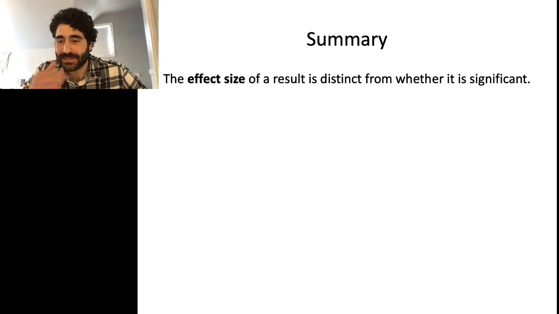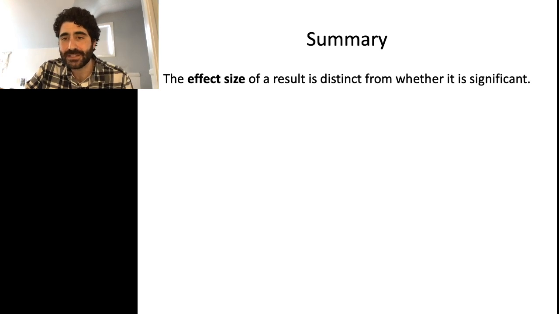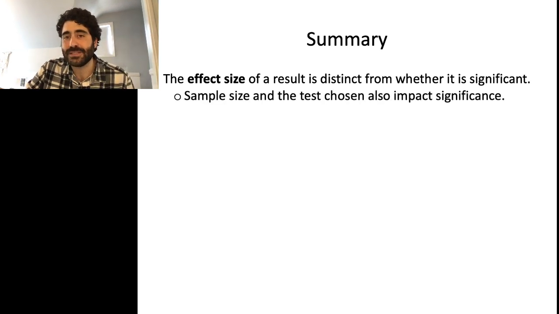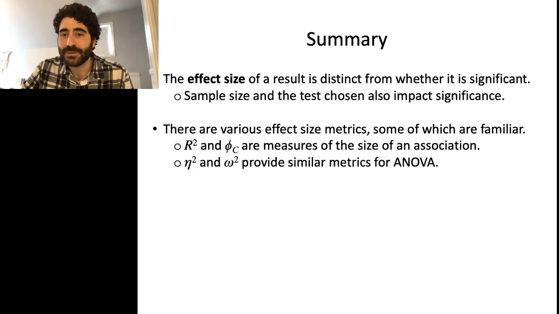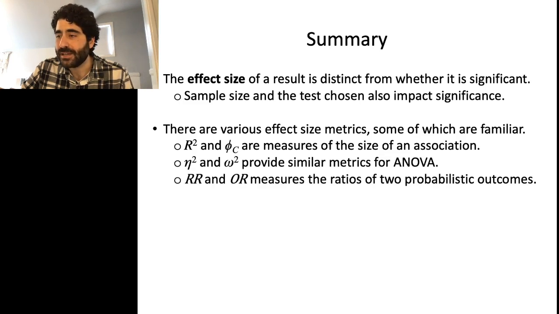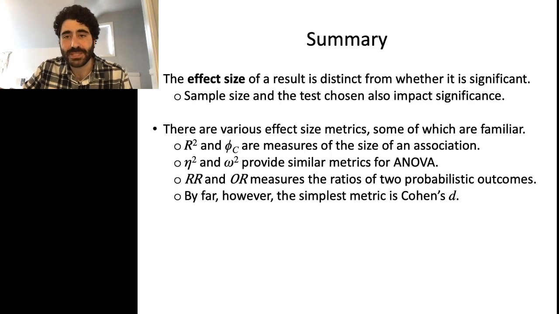Okay, so we've talked today about the difference between effect sizes and significance. Right, significance depends not only on the effect size, but also things like the sample size and what kind of analyses we choose to run. We talked through a bunch of effect size measures. So there are measures of association and correlation, which we've talked about before. There's similar kinds of metrics for ANOVAs. We can measure relationships between probabilistic outcomes. By far the most common one is just Cohen's d, which works whenever we have just one or two groups we're trying to compare.